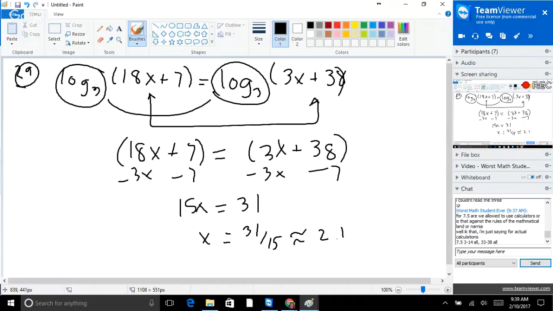Yeah, Daniel, you can use a calculator if you want to calculate something, but you're going to have to show that you understand the rules too in your homework. Yep, show your work.